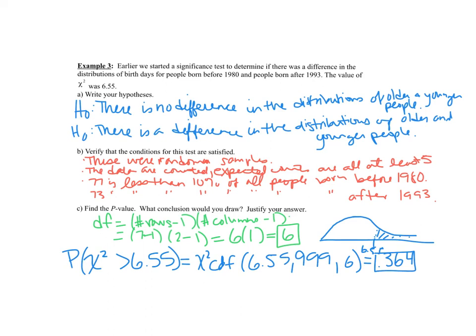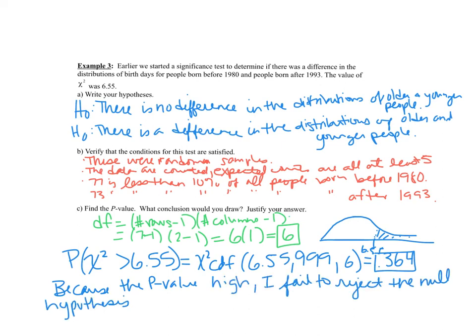So because the p-value is high, I'm going to fail to reject the null hypothesis. And it is a good idea if you put alpha equals 0.05 somewhere. That's always a nice idea. So what we're going to say is that there is no evidence of whatever our alternative hypothesis. And I just looked and I realized I wrote my alternative as H0, but it should be an HA. So there is no evidence that there's a difference in the distributions of older and younger people.